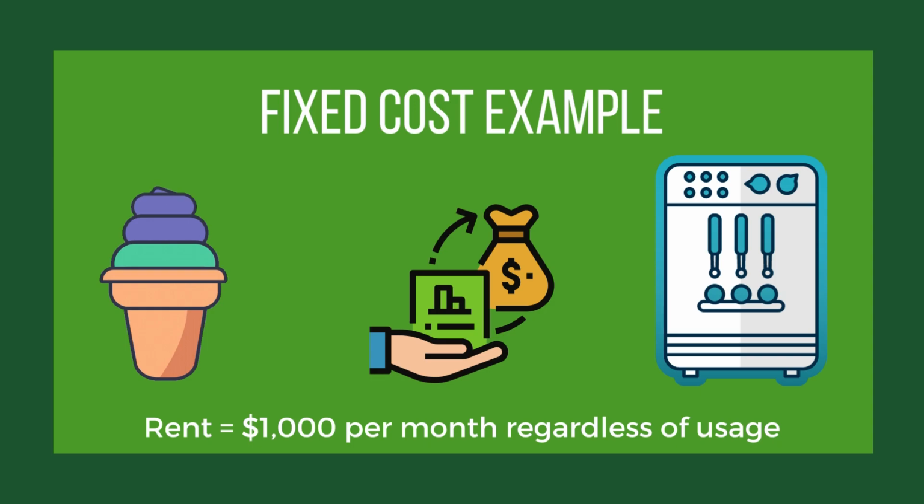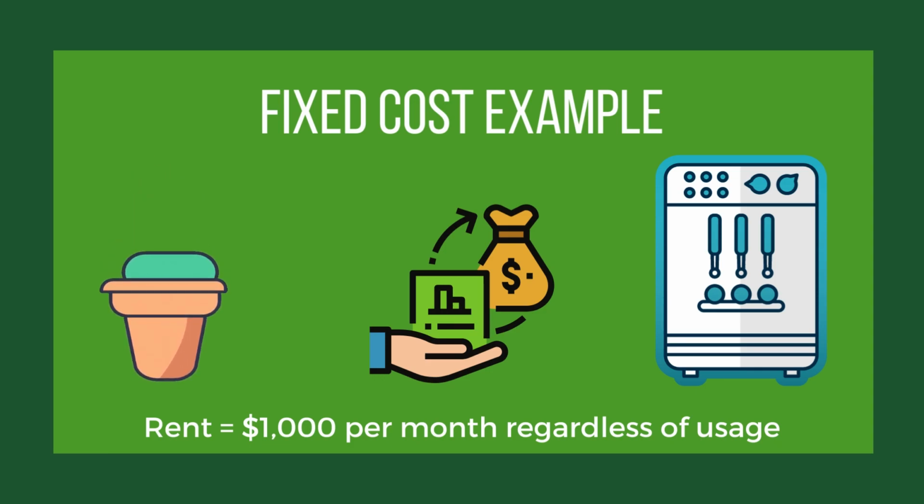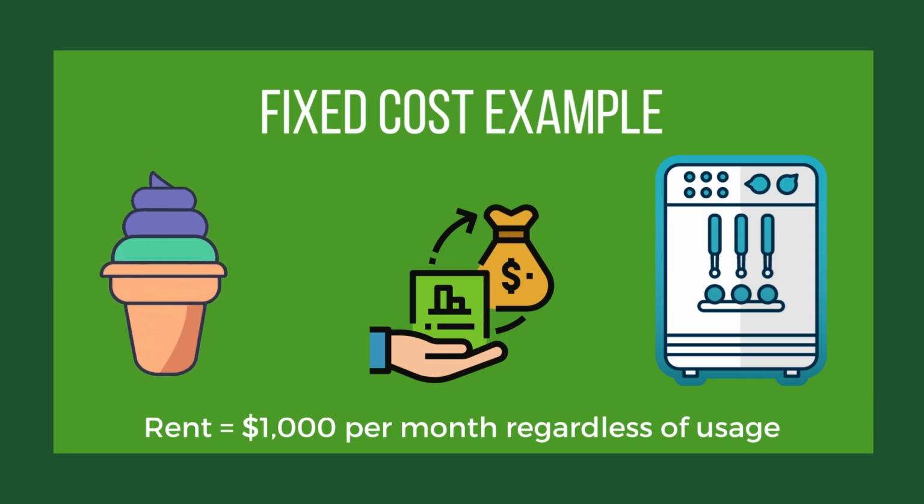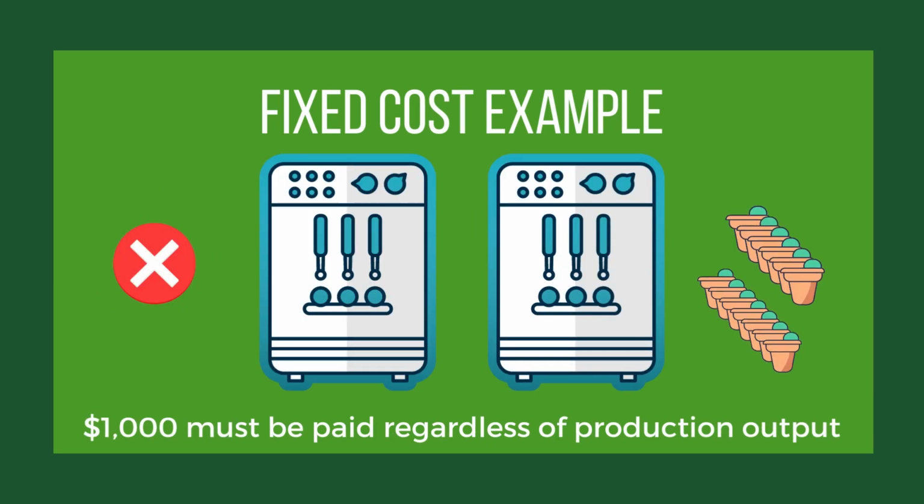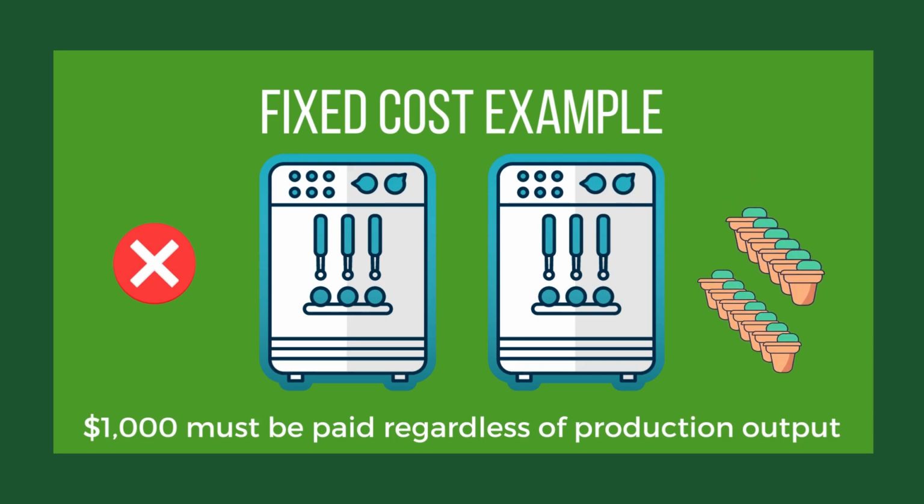Let's walk through an example. Suppose an ice cream company named Sweet Scoops has fixed cost of $1,000 per month to rent the machine it uses to produce large batches of ice cream. If Sweet Scoops does not produce any ice cream for the month, it still needs to pay $1,000 to rent the machine. But even if Sweet Scoops produces 1 million pints of ice cream, its fixed cost remains the same.